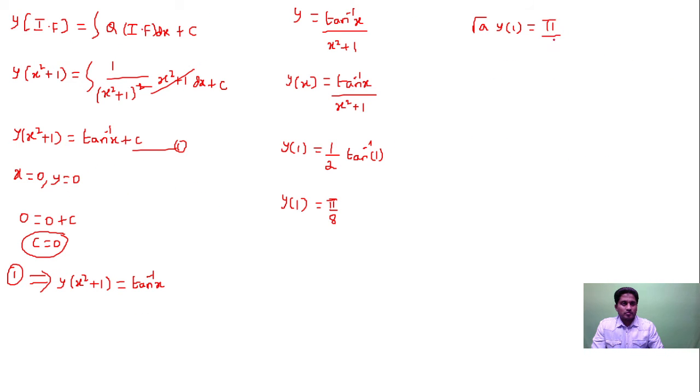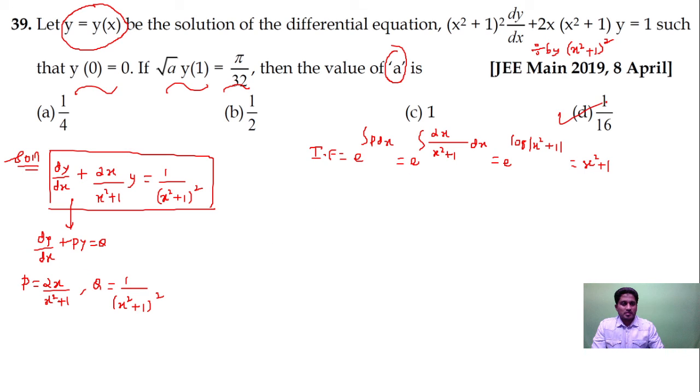So this is root a, y of 1 is pi by 8. So pi upon 8 is equal to pi upon 32. So this 8, 4 will cancel with 8 4 times. Pi will cancel with pi. Root a is equal to 1 upon 4. Square on both sides, you get a is equal to 1 upon 16. That's the answer, guys. A is equal to 1 upon 16. That's the last option D. Okay, let's move to the next question.